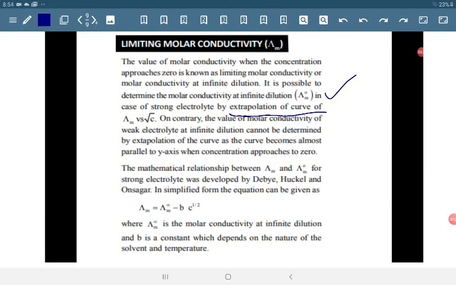But the value of molar conductivity for weak electrolyte cannot be determined by extrapolation of the curve because it becomes almost parallel to the y-axis. So it cannot be determined when the concentration approaches 0. There is also one mathematical relationship: molar conductivity is equal to molar conductivity at infinite dilution, or 0 concentration, minus B times the square root of C. B is a constant, and from this equation we can know that as concentration approaches 0, molar conductivity becomes equal to molar conductivity at infinite dilution.